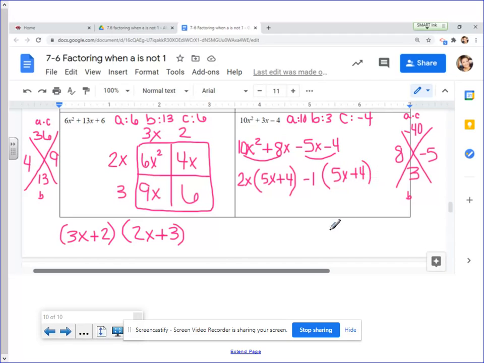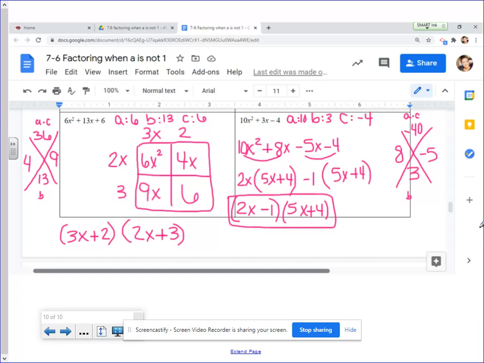So your first binomial is going to be what's on the outside of the parentheses. You've got a 2x on the outside of this one, and you've got a -1 on the outside of this one. Your second binomial is what is in parentheses. And like I said yesterday, they should be the exact same thing in both of them. So you only have to write your answer once.